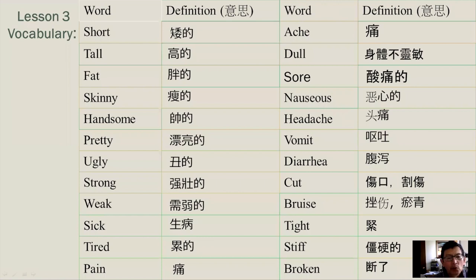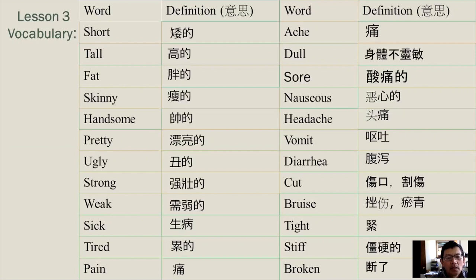These are the new vocabulary words for lesson 3. Please repeat them after me. Short. Tall. Fat. Skinny. Handsome. Handsome is used to describe a man. He is handsome. Pretty. Pretty is used to describe a woman. She is pretty. Ugly. Ugly can be used to describe anyone or anything.